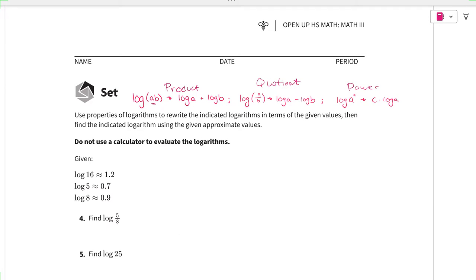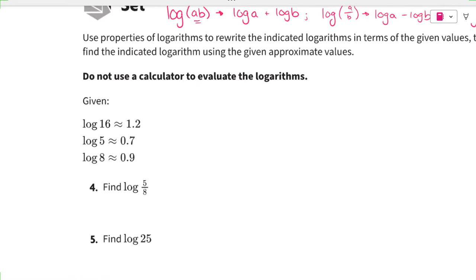So it gives us a few givens. Log of 16 is 1.2, log of 5 is 0.7, and log of 8 is 0.9. So basically, we want to try to only use those numbers to create our logarithms. Now, we're not given these, but we also know powers of 10, right? Log of 10, for instance, well, we want to think 10 to what power equals 10? Well, that's just 1.